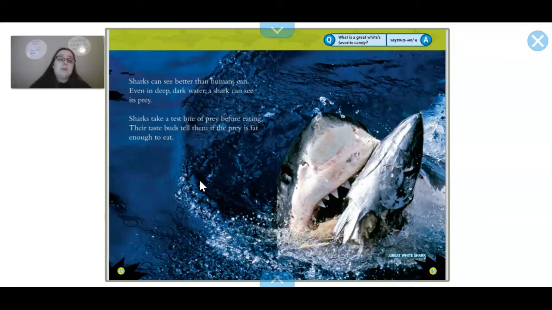So that is also a great example of her picture matching her text, which we're going to talk about pictures tomorrow. So she also used some descriptive words to describe how well a shark can see compared to people.